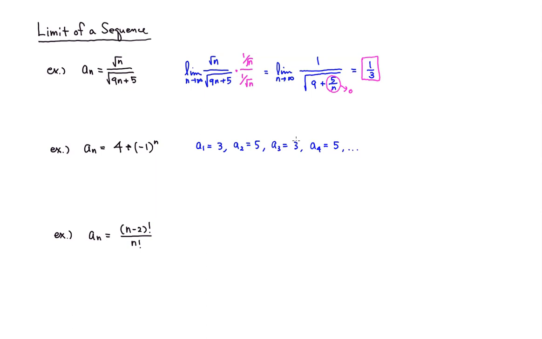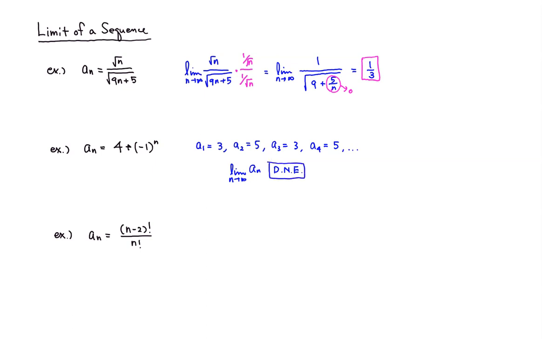You can see that it's not approaching a particular number, so the limit in this case does not exist. The limit of a_n as n approaches infinity does not exist. All right, how about the next one?